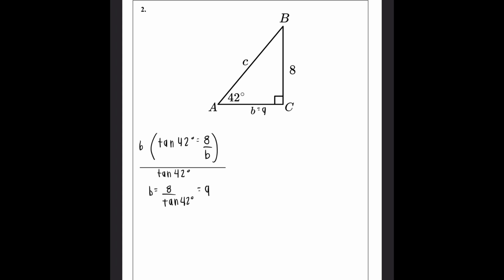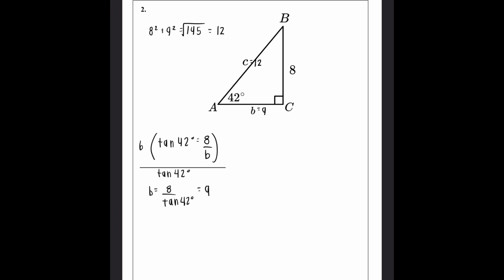Using side A and B, we can find side C with the Pythagorean theorem. So 8 squared plus 9 squared equals 145, and we'll take the square root of that and round that to the nearest whole number, and that will be 12. So C equals 12.